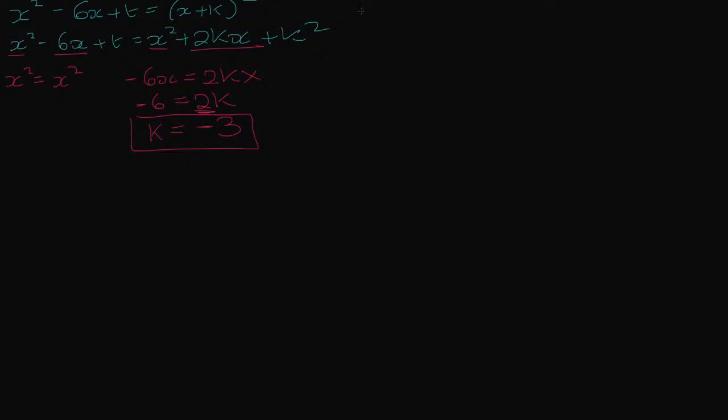So in this one, we'll be equating the constant terms. So t is equal to k squared. So t is equal to, from here, minus 3 squared. So t is equal to 9. Alright, so that's our other one, and that's the problem solved. Therefore k is equal to minus 3, t is equal to 9. Nice one.